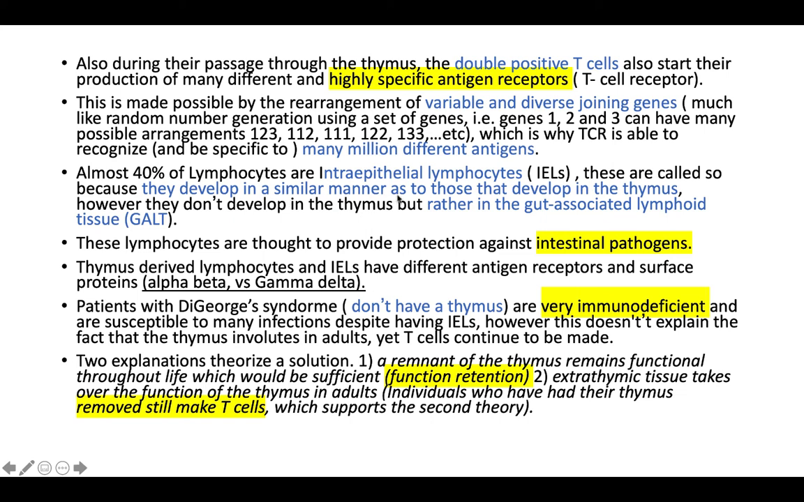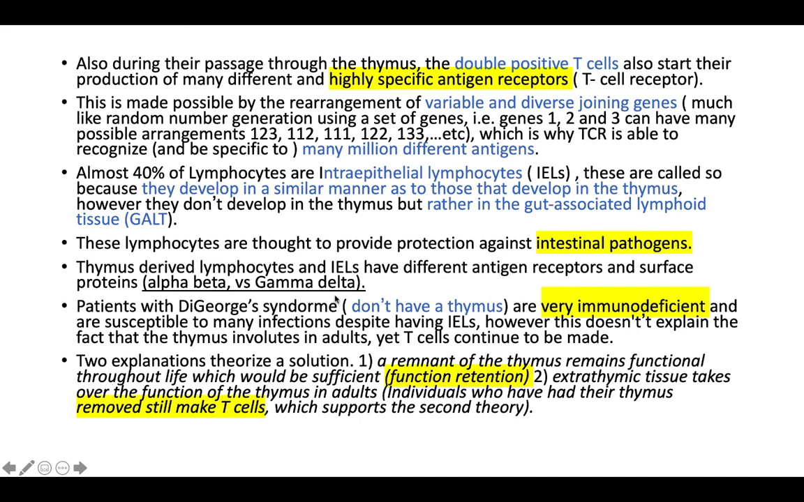40% of lymphocytes are intraepithelial lymphocytes. These are called so because they develop in a similar manner as they would in the thymus, but they don't develop in the thymus. They develop in the gut-associated lymphoid tissue. These become intestinal lymphocytes, and they are good protectors against intestinal pathogens. The thymus-derived lymphocytes and IELs have different antigen receptors and surface proteins, alpha beta versus gamma delta.